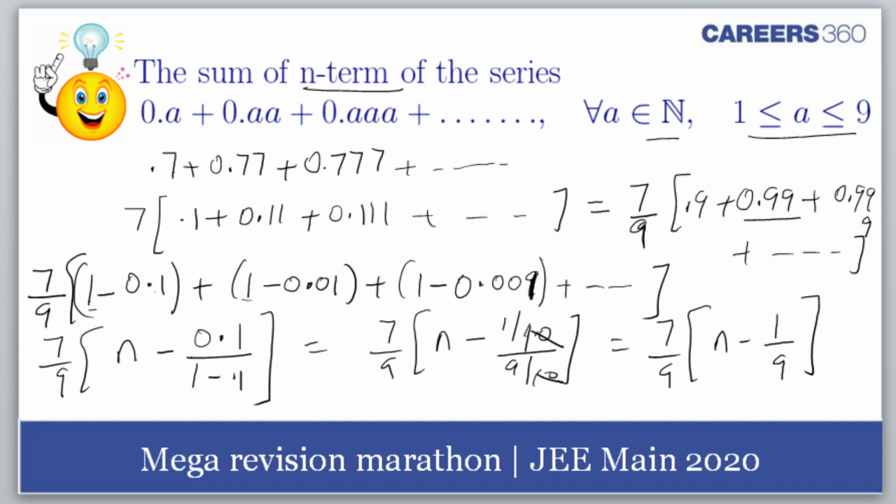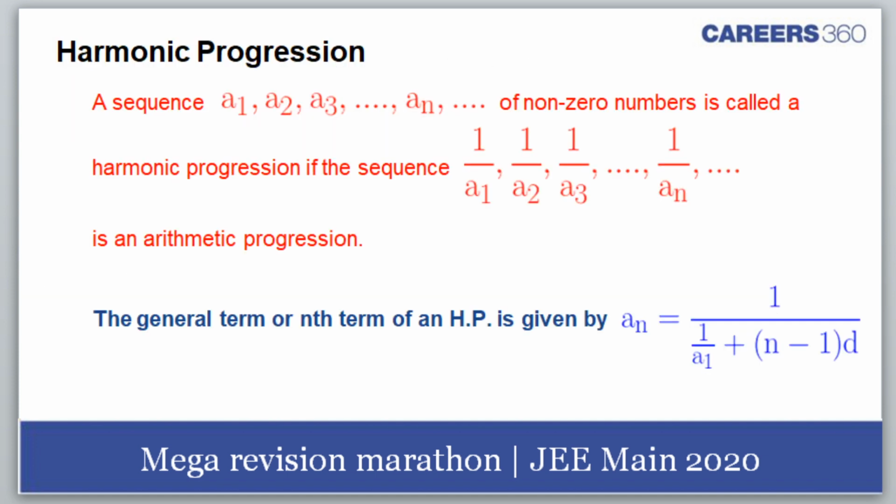Then we quickly come to harmonic progression. Then we'll go to questions. Quickly finish all this. Then harmonic progression. We'll do more questions on special sequences and series. We'll do more questions on that.